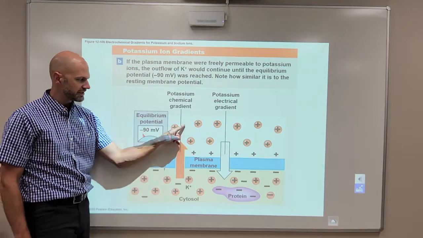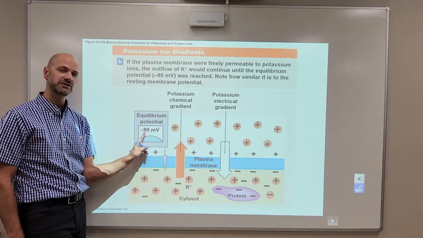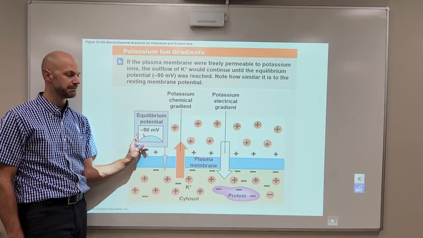Because we're removing positive charge, the cell is going to get more negative. So that's how we achieve minus 90. We go from minus 70 to minus 90.